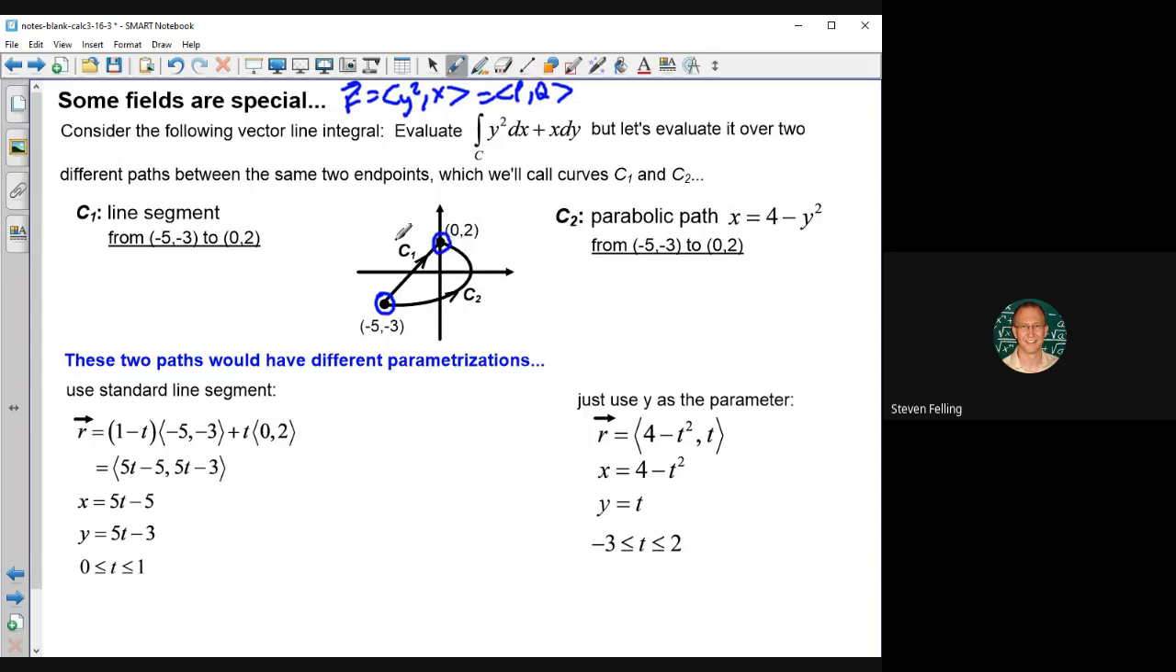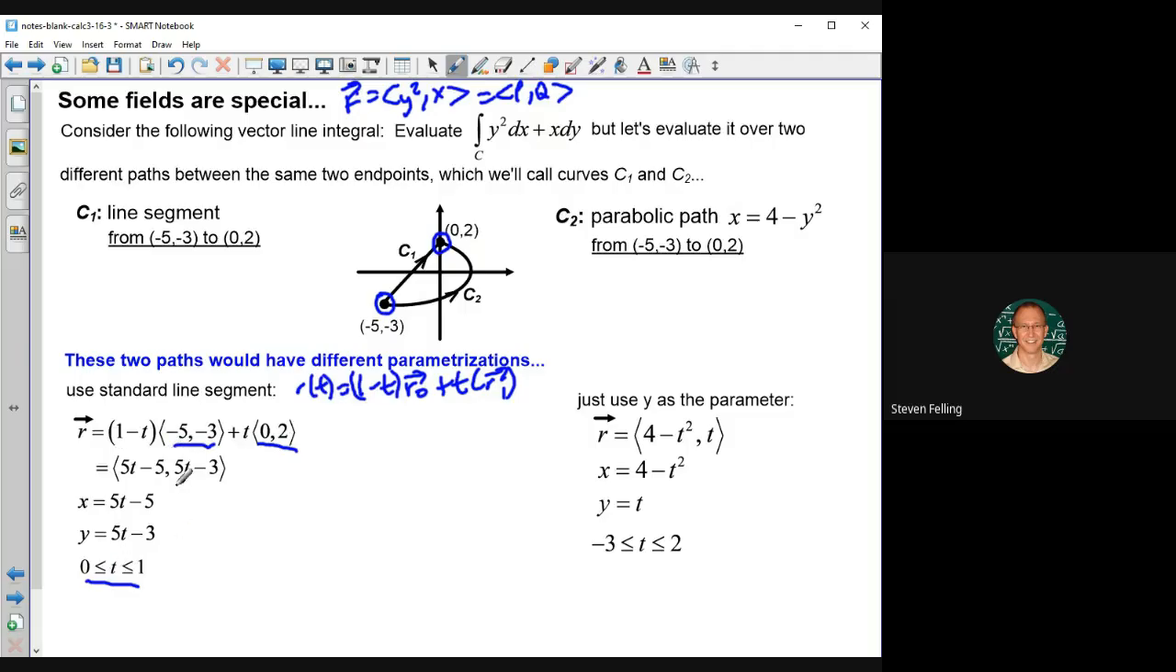So these two paths would have different parameterizations. For the line segment, we would use the standard line segment path, which is 1 minus t times the initial position vector plus t times the final position vector, right? And so here's the initial position vector to the starting point. Here's the final position vector to the ending point. And then 1 minus t times that. If you multiply it out and get all the x and y components together, you end up with 5t minus 5 for x and 5t minus 3 for y, which means the parameterization is x is 5t minus 5, and y is 5t minus 3. And for the standard parameterization, the parameter t goes between 0 and 1 for a line segment.